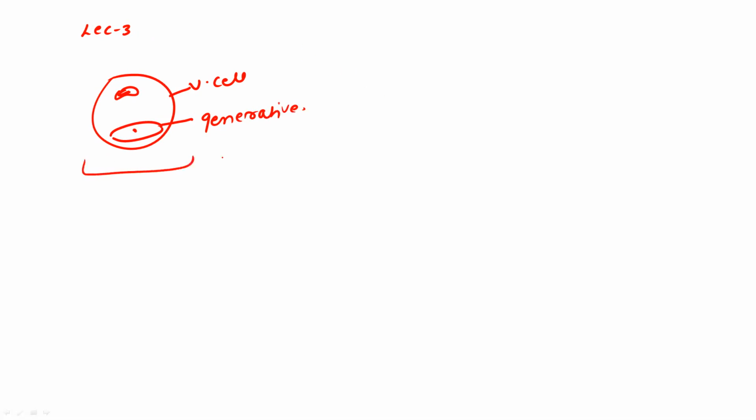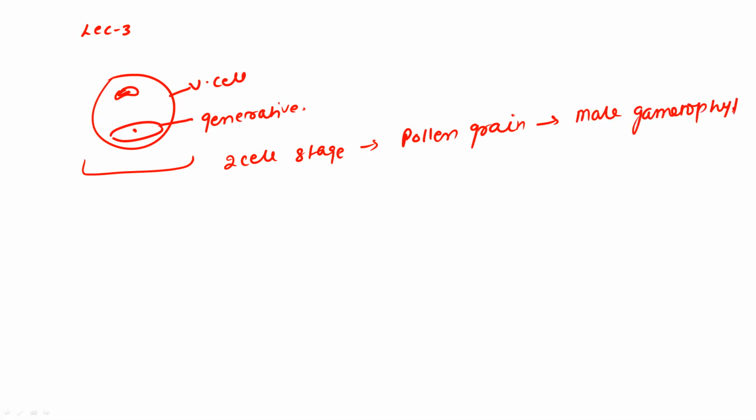Okay, so this is basically the two-celled stage of the microspore, and this is basically known as what? Pollen grain. And this pollen grain is basically known as your male gametophyte. Okay, what is a gametophyte? It is basically a structure which bears male gamete. In this case, it is male, so male gamete. Or it will be a female gametophyte, so it will be a female gamete. So fine, this is the normal case.